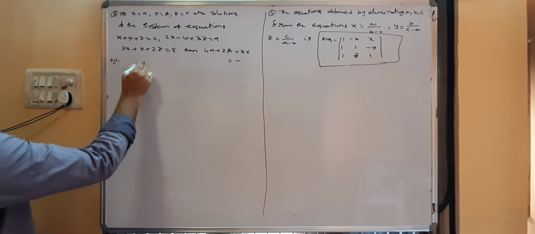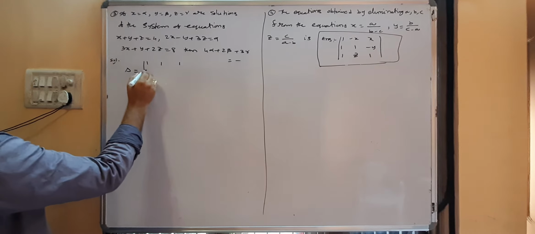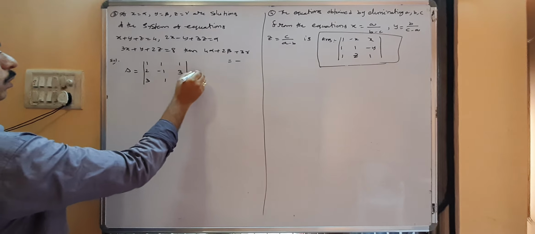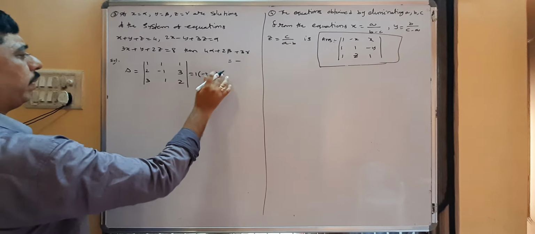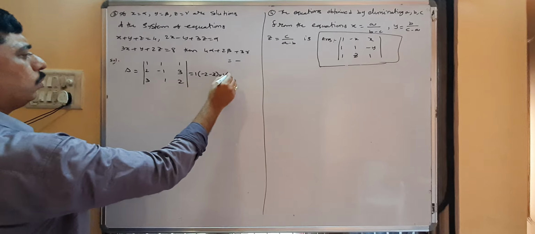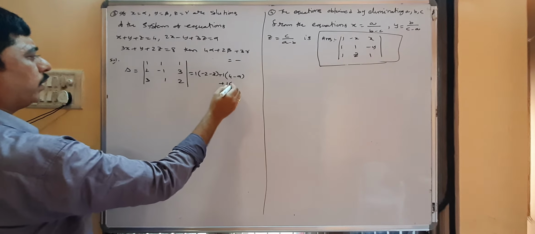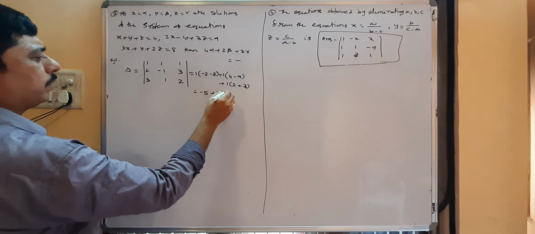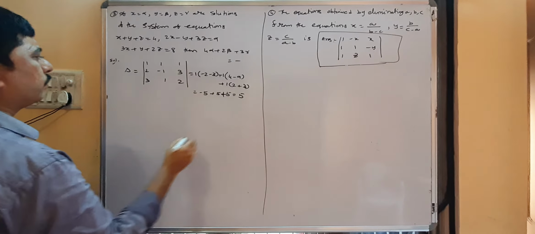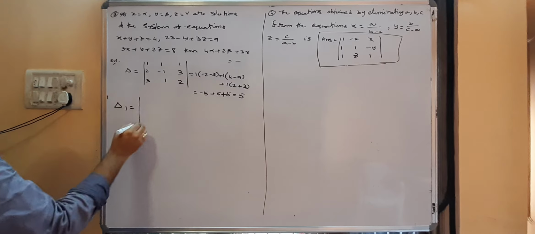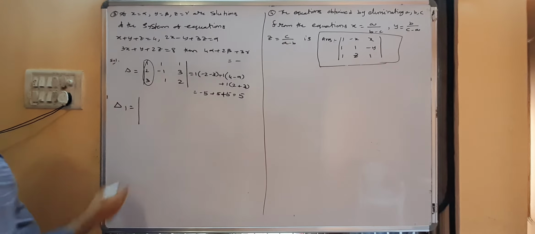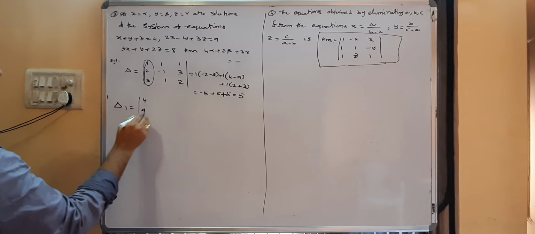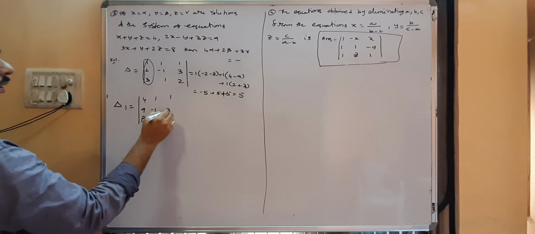Delta is the coefficient matrix 1, 1, 1, 2, minus 1, 3, 3, 1, 2. That is 1 into minus 2 minus 3, minus 1 into 4 minus 9, plus 1 into 2 plus 3. We get minus 5 plus 5 plus 5, that is 5 is the answer. Similarly, you can find delta 1. Delta 1 means replace the first column with the constants 4, 9, 8.